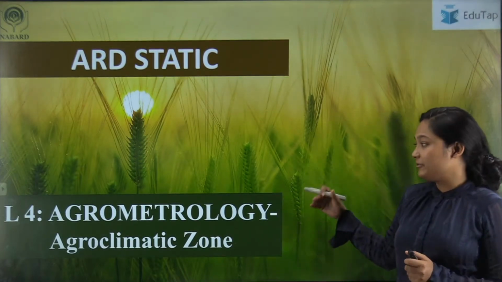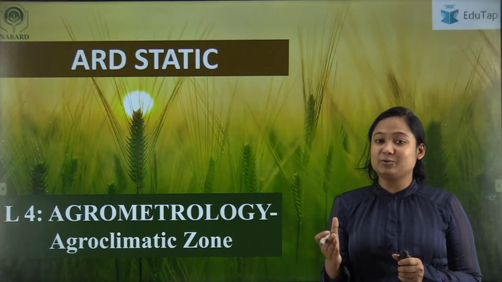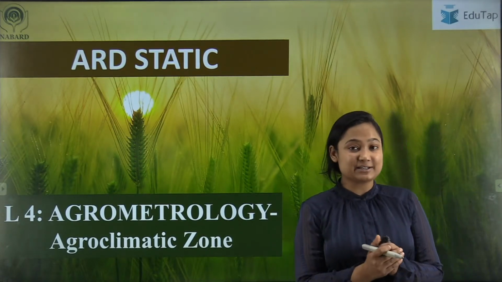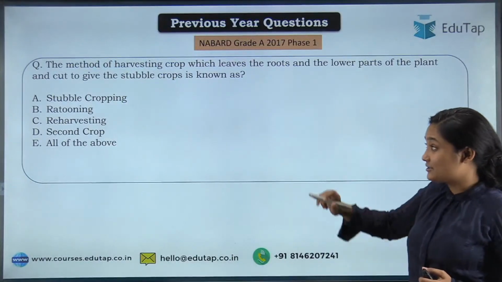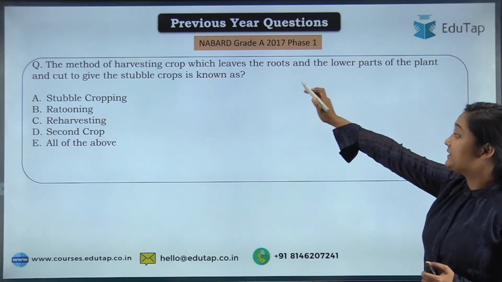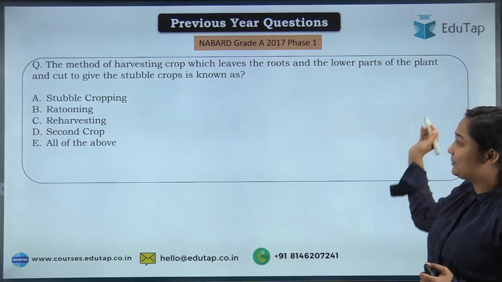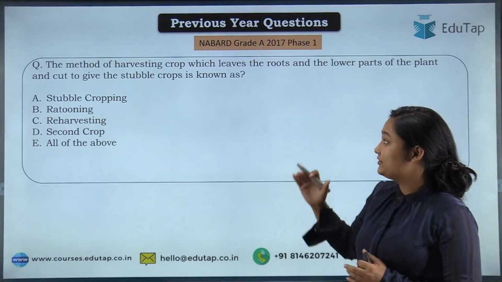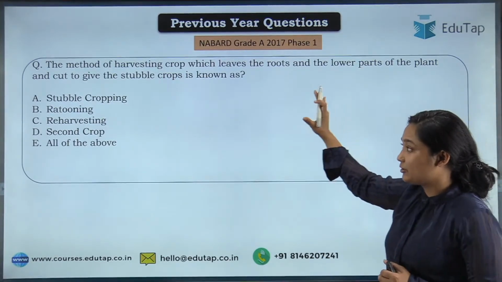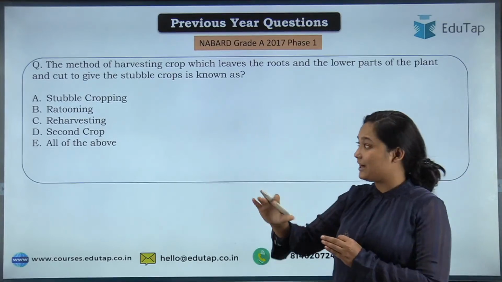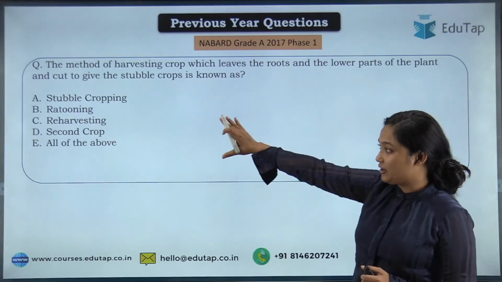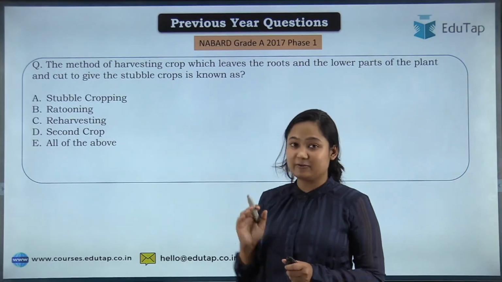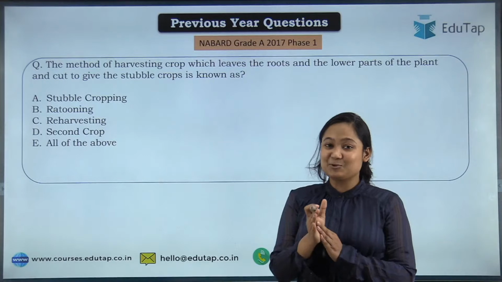Before moving to today's class, I would like to ask you about the question that I asked in the last session, and in this video we will find the answer. The question was, which method of harvesting leaves the root and the lower part of the plant and cut to give the stubble crop is known as. If we leave stubble or any part of the plant in the field, that cropping system will be called, that you have to answer.